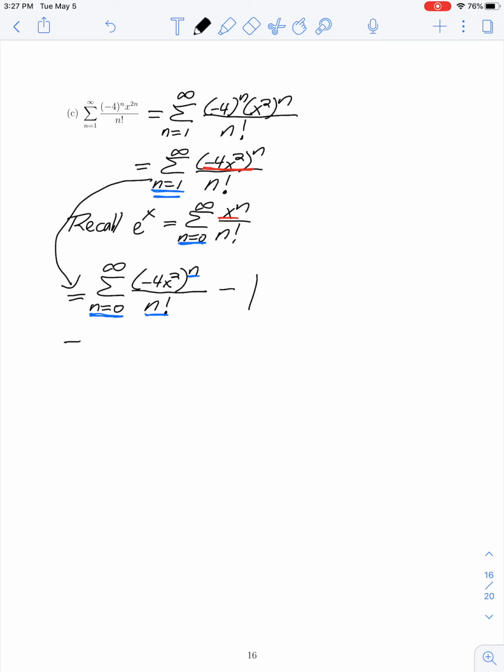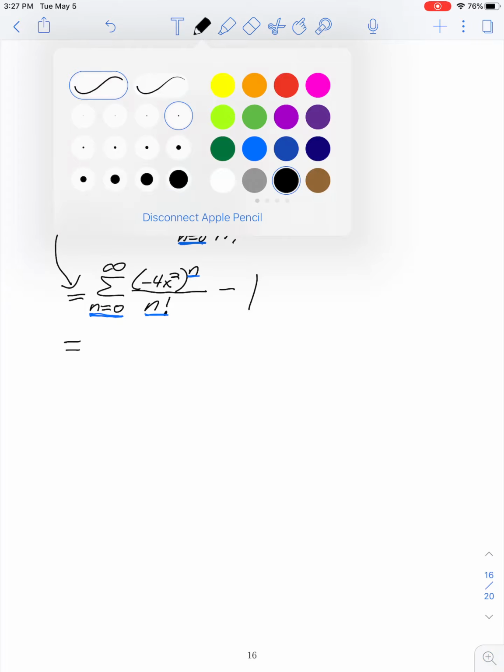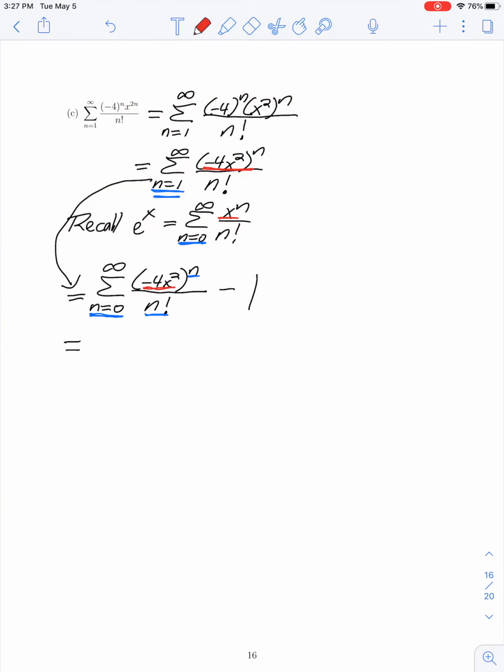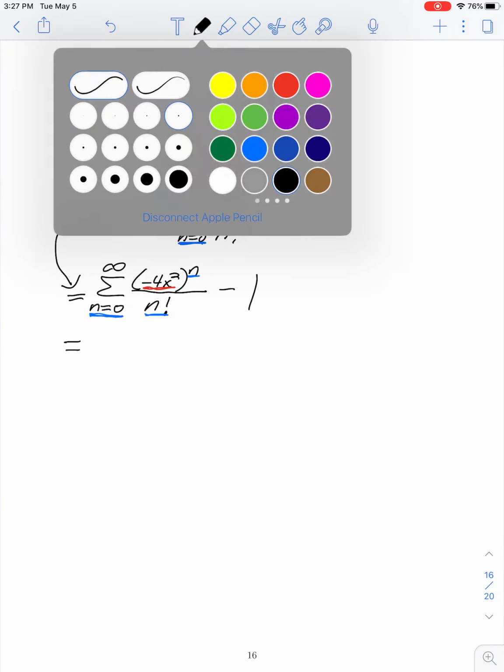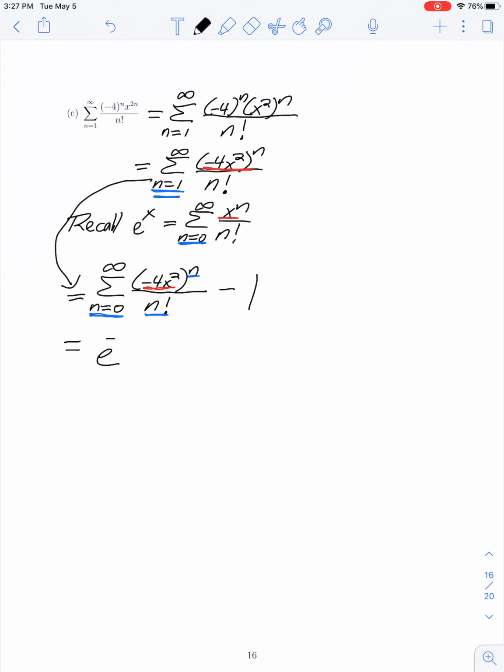And now, this initial series that I have, which starts at n equals 0, is the same as the Maclaurin series for e to the x, but where x has been replaced by negative 4x squared. So I have e to the negative 4x squared minus 1 as the sum of this series. Okay.